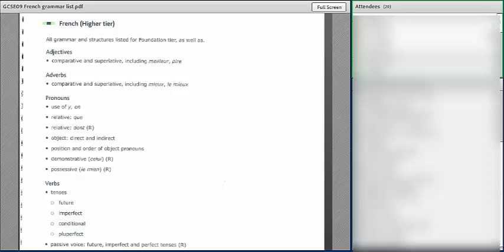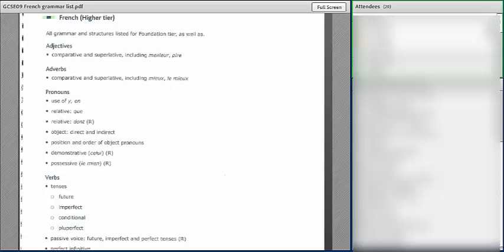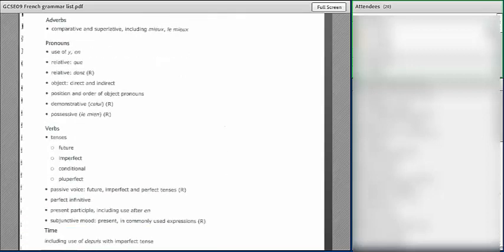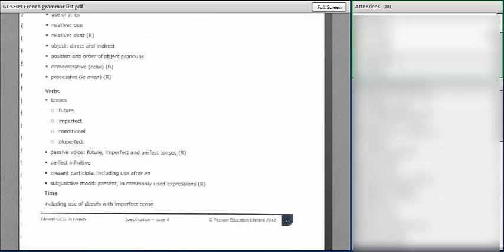On the screen, you should have the list which is from the specification, and this is the higher tier grammar list. Now you can read it as well as I, but you can see there are one or two things there which we didn't mention in your list. Comparatives and superlatives. Pronouns are definitely complex in French, and the tenses.